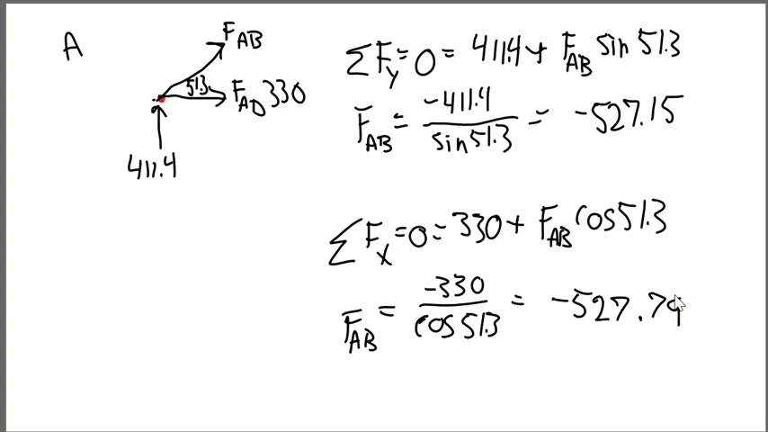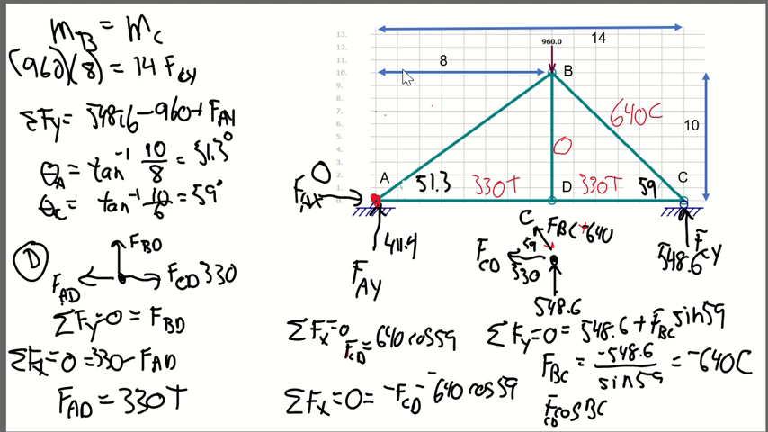It all depends on how many decimals you carry. Because I did 51.3, I'm closer. If I had done 51 degrees, which I sometimes do, trying to save myself numbers, then they would be farther apart. But you can see, this is also compression. And if we go back to our original slide, I'll just say 527. That way, that's exactly what I got.